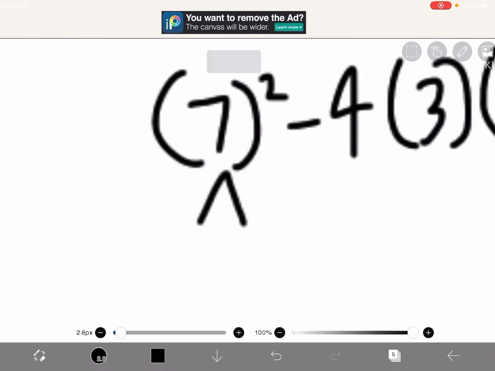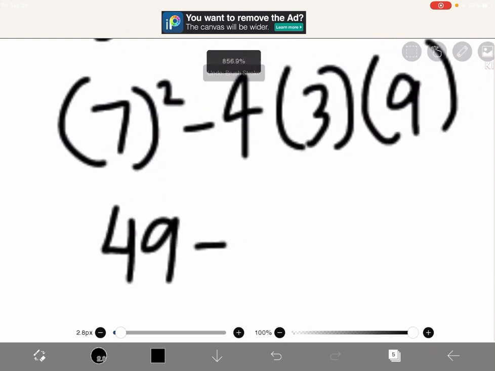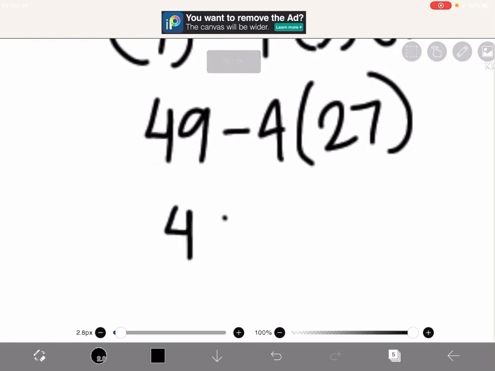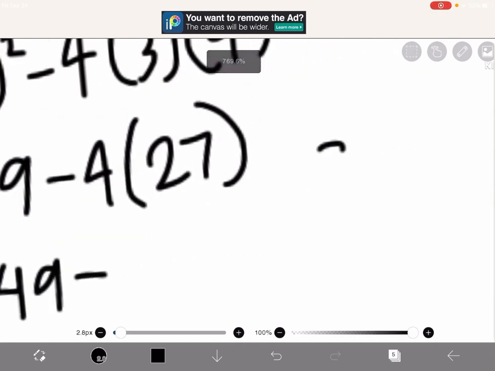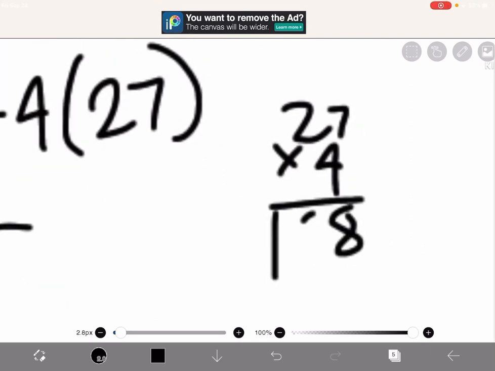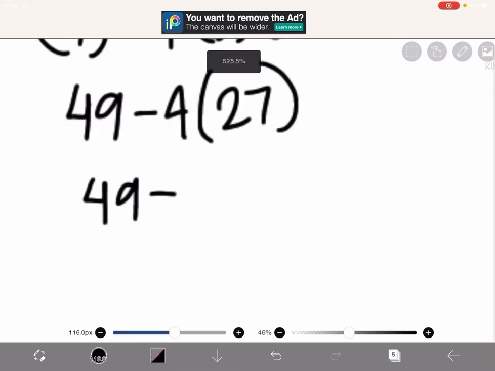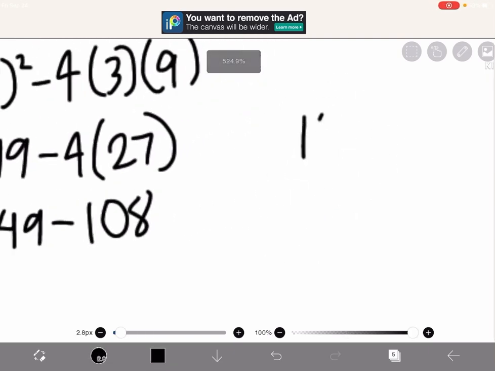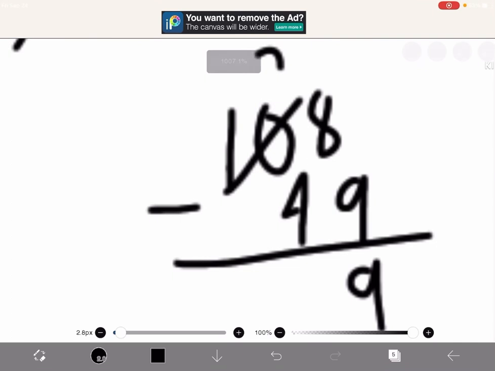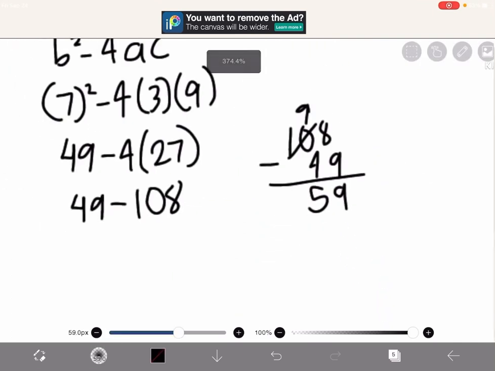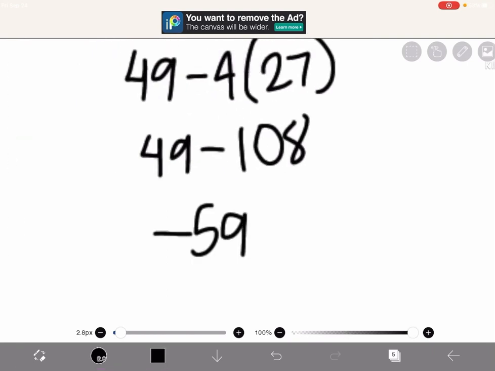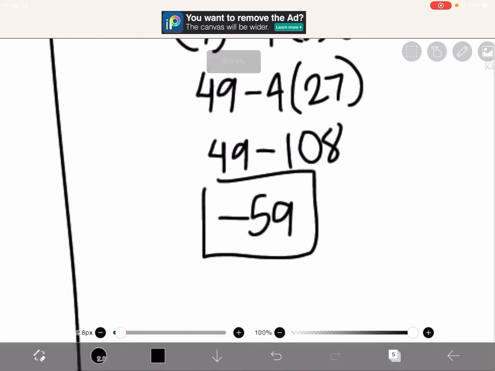So let's multiply it twice. 7 times 7 is 49. 3 times 9 is 27. 27 times 4 is 108. Let's subtract 108 minus 49. 8 minus 9, borrow, is 9. 10 minus 4 is 5. Let's copy the sign of the higher number, which is 108. Now, our discriminant is negative 59.